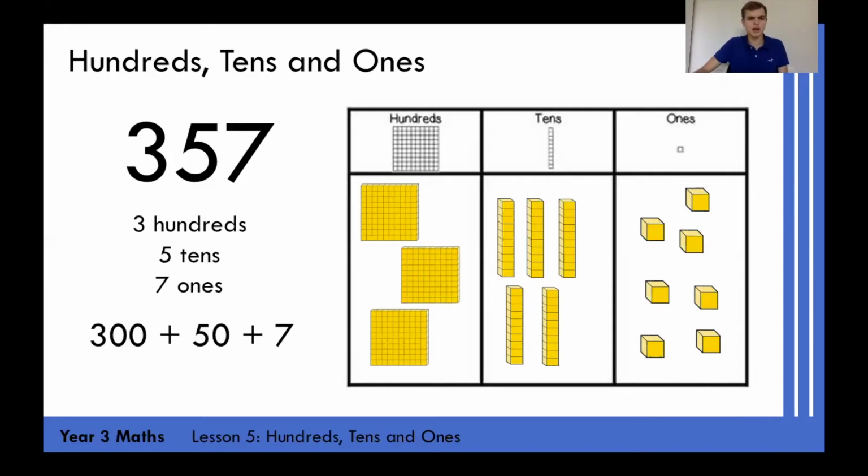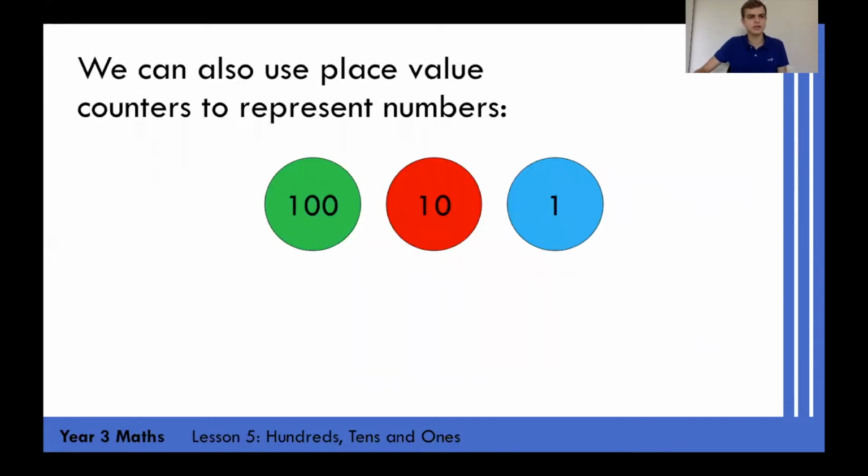But today we're going to look at representing these 3-digit numbers in different ways. So we can also use place value counters to represent 3-digit numbers. So here I've got a counter that represents hundreds, the green one. I've got a counter that represents tens, the red one. And I've got a counter that represents ones, which is the blue one. You can see what number they represent by the number that's written on them. It doesn't matter what colour they are. I've just chosen green, red and blue.